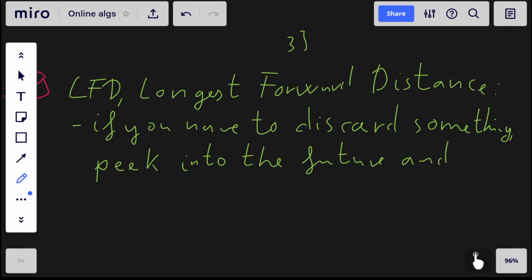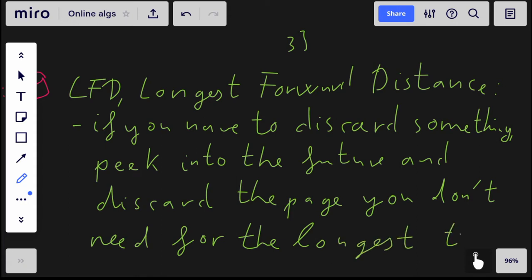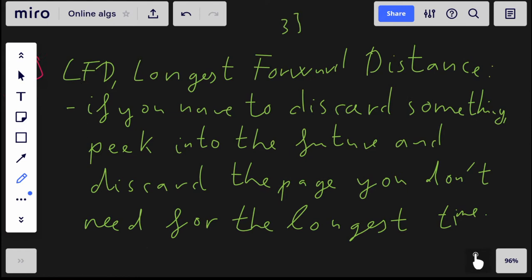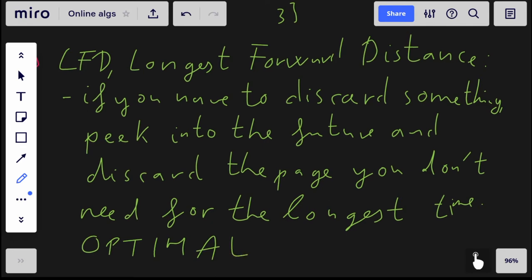And discard the page you don't need for the longest time. Yeah, so it's a greedy algorithm, but it's optimal. I won't prove this because it's not part of the online algorithms curriculum. So basically, this guy is optimal. It always computes an optimal solution.